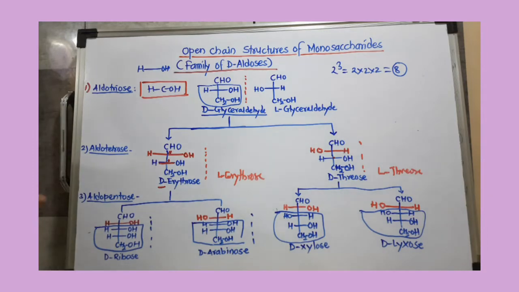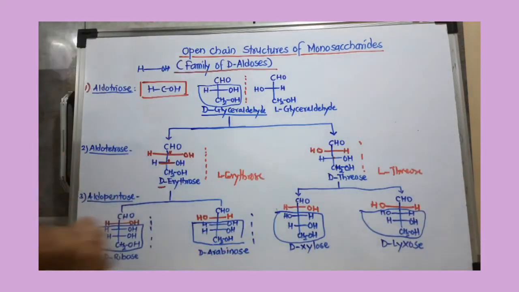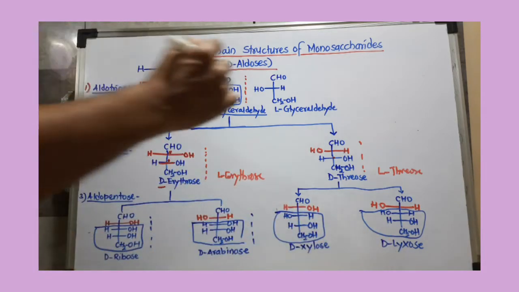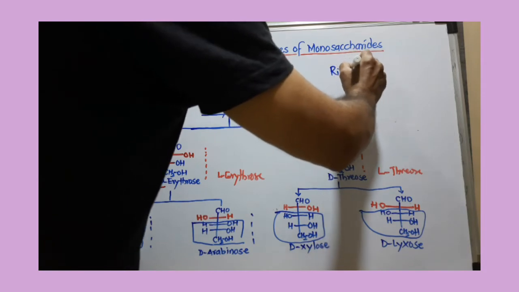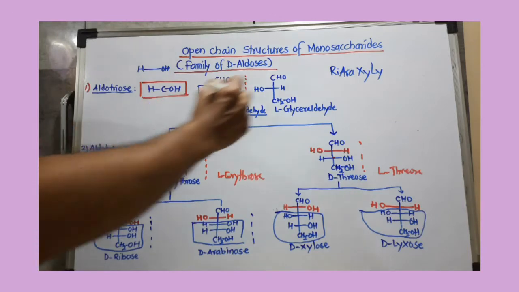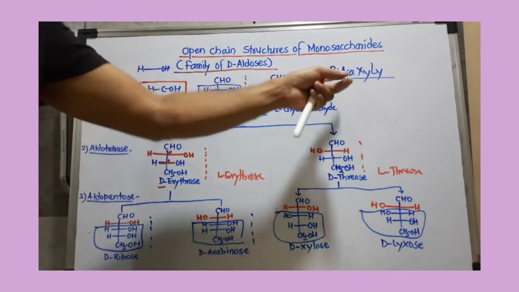Now, for aldopentoses, how to remember their names? This trick may be suitable for you or may not be, so you can prepare your own trick. To remember these names in this order, you can write here: Re-ara-xyli. Re-ara-xyli. If you remember these structures, this trick, Re-ara-xyli.